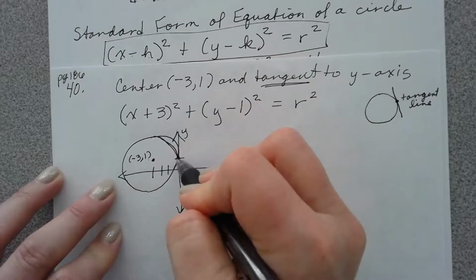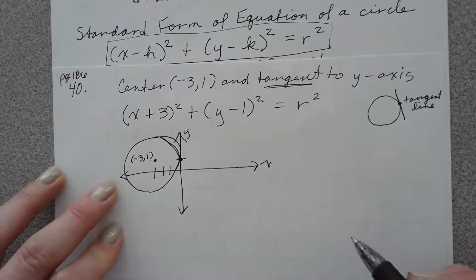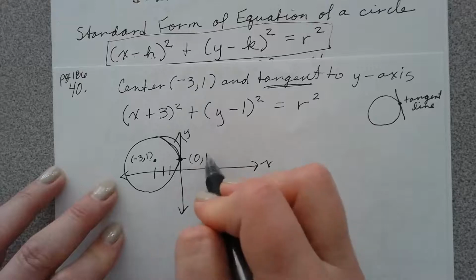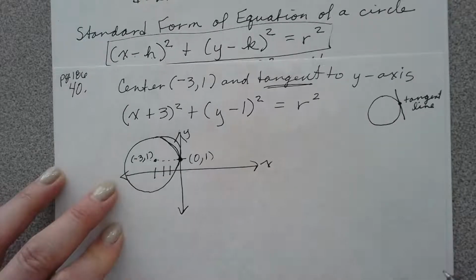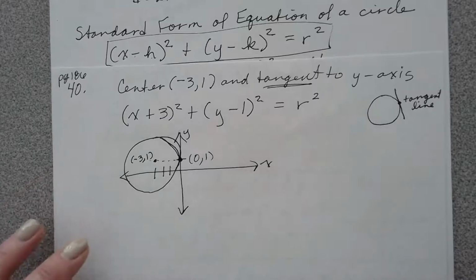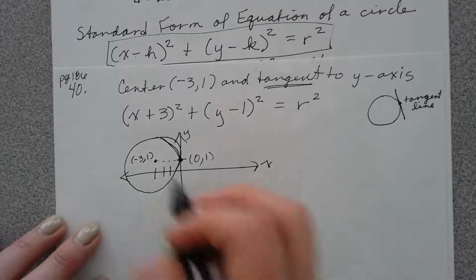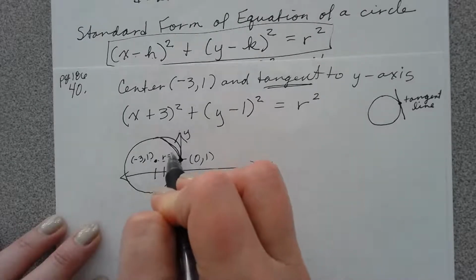Okay, so if it only touches in that point, what is the point where it's going to touch? (0, 1). Okay, because it's only up 1. So it's directly straight across from the center to where it's touching. Okay, so if it touches at (0, 1), how far across is that to get to the radius? It's 3 units across. So the radius is going to be equal to 3.